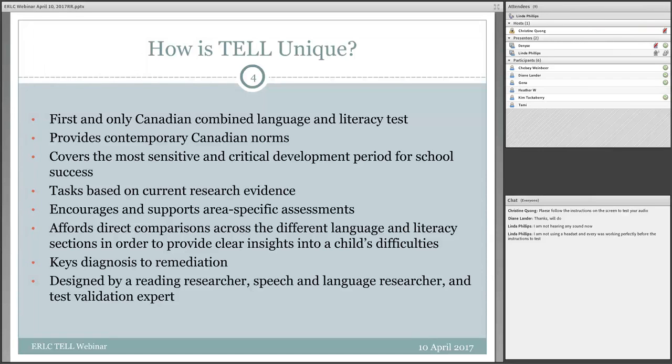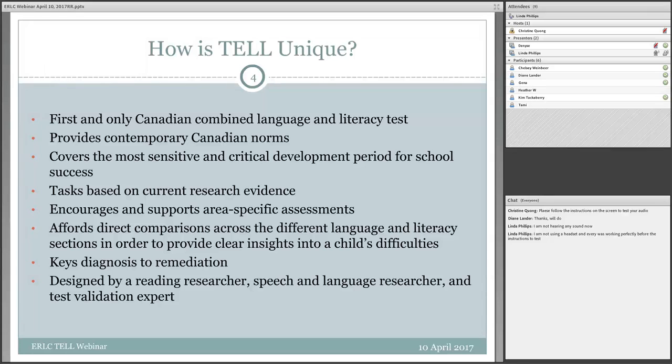TEL affords direct comparisons. For example, listening comprehension may be assessed in the oral narrative section and also assessed in the oral reading and reading comprehension section to provide direct comparisons of children's comprehension on different tasks, yet both are on comprehension. And TEL is designed to be key to remediation.